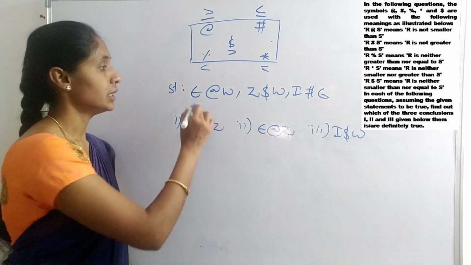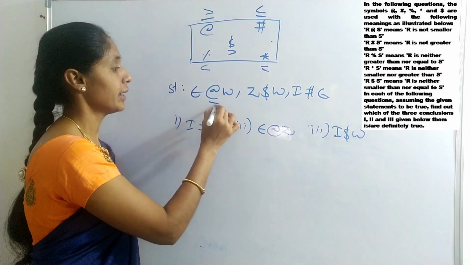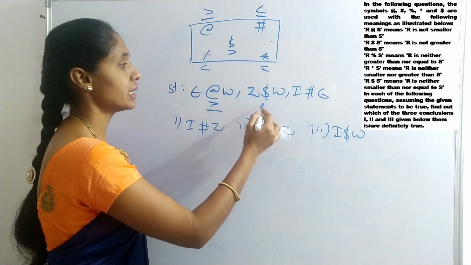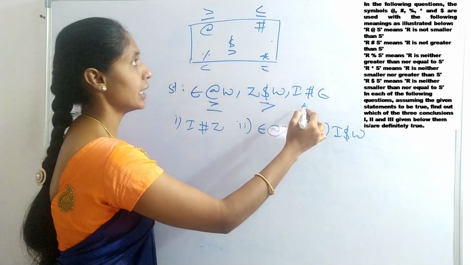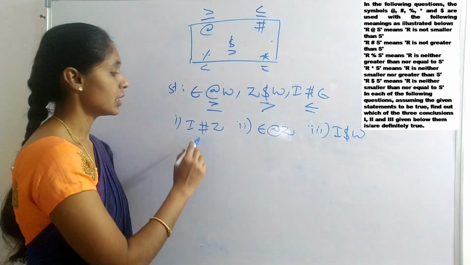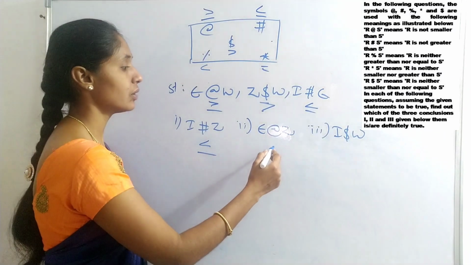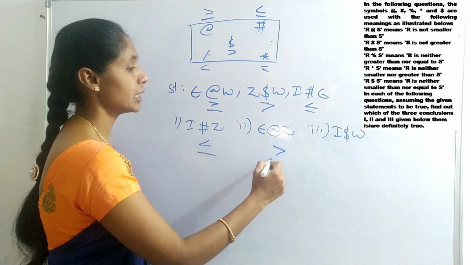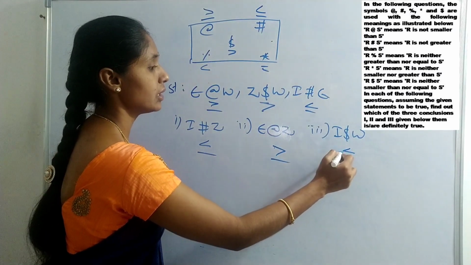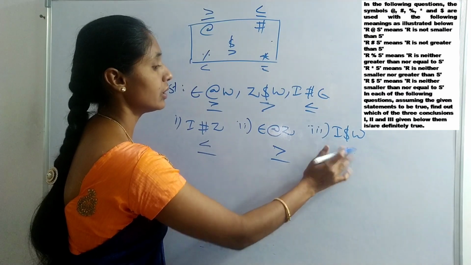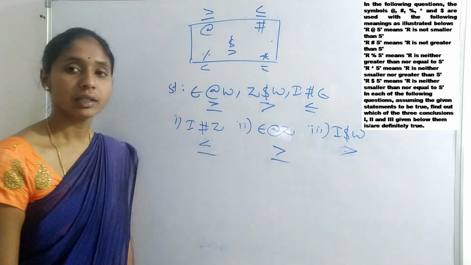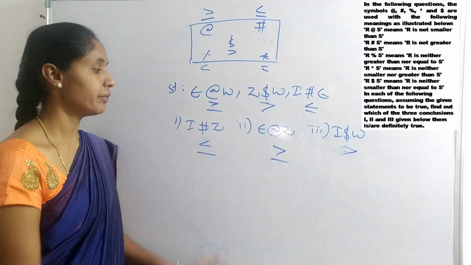Next question, E at W. At means greater than or equals to. Z dollar greater than, I hash less than or equals to. I hash less than or equals to at greater than or equals to, dollar less than, dollar greater than. Okay, these are the decoded values.